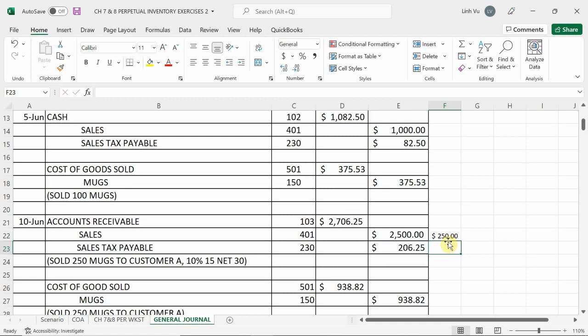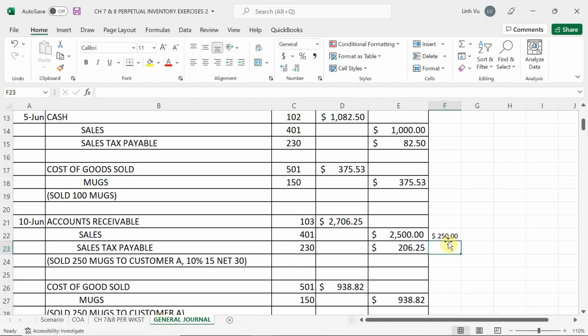Oh, hold on. We calculated the tax already, right? The tax was on the full price of $2,500. But because we have to subtract $250, that means we only truly sold 2,250. So we have to calculate how much tax we also have to refund. Wait, isn't the tax the 206? Mm-hmm, but that's on the whole price of 2,500.